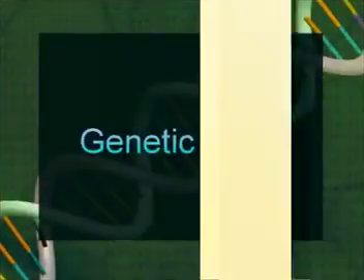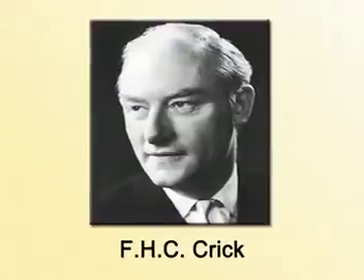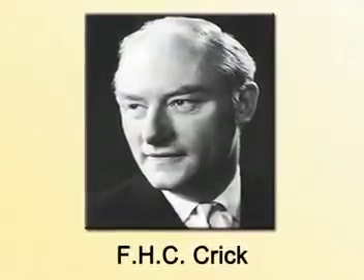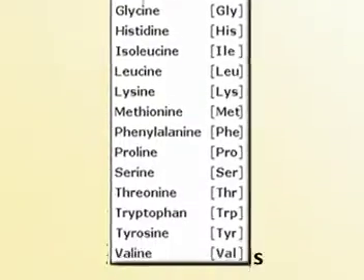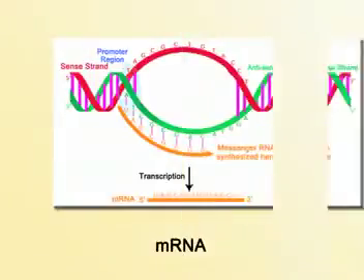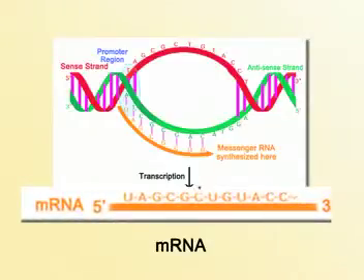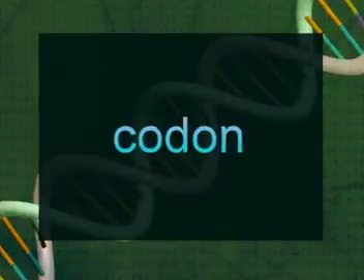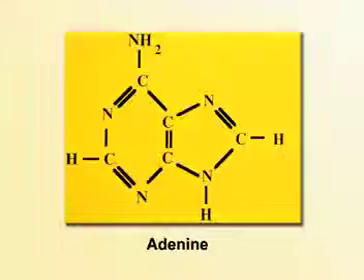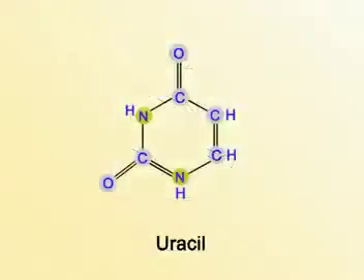Genetic code. F.H.C. Crick postulated the existence of genetic code, the set of all codons that specify the 20 amino acids. The number and sequence of bases in mRNA specifying an amino acid is known as a codon. The codons are usually presented in a language of adenine, guanine, cytosine, uracil.